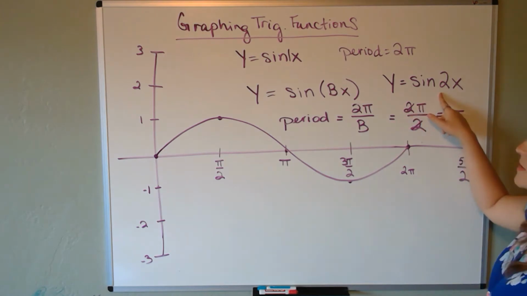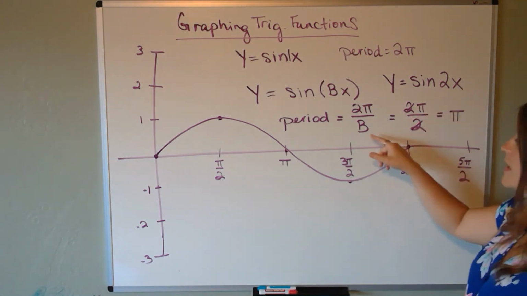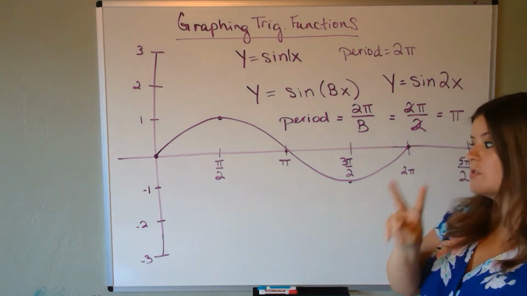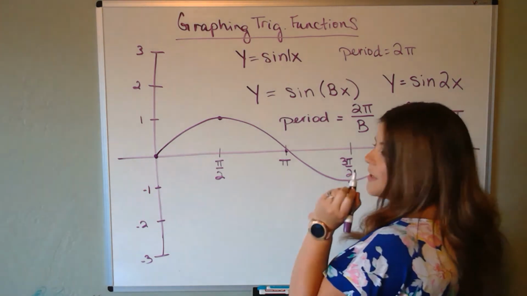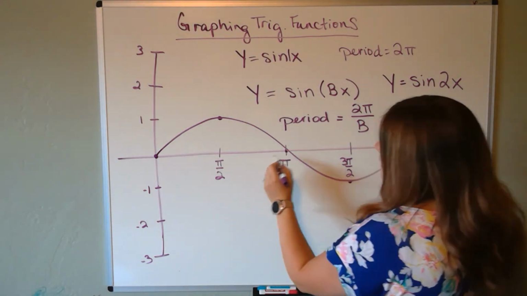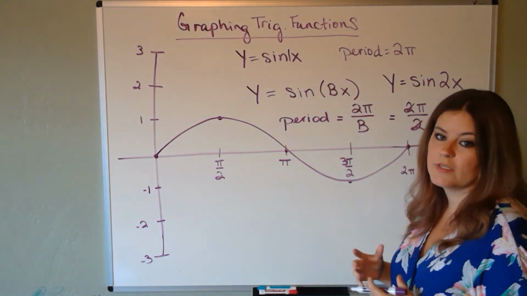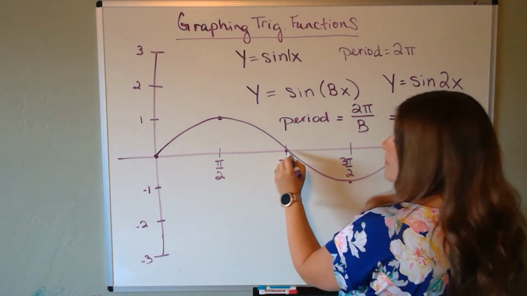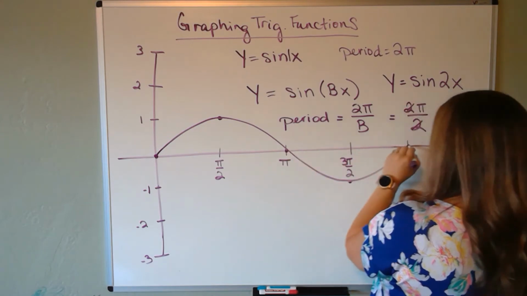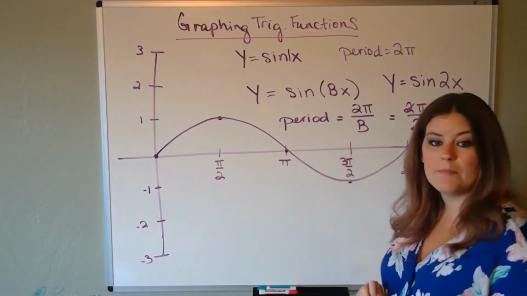So our period is pi now. We've divided it by 2 because b was 2. I want you to think about that 2, and your 0, 0 isn't going to change. Guys, we're going to stay at 0, 0, but every other x-intercept, we're going to divide that by 2.